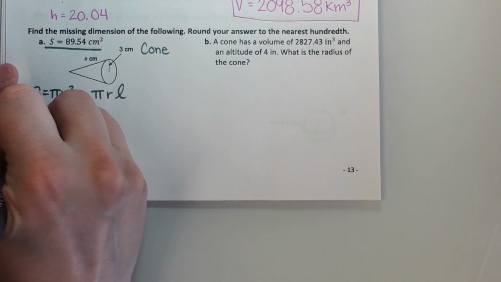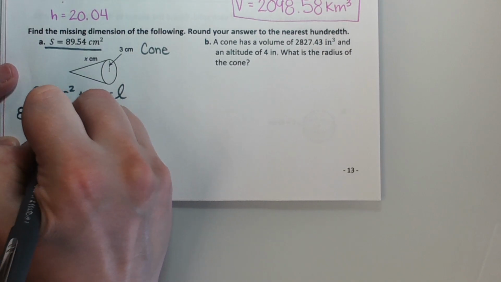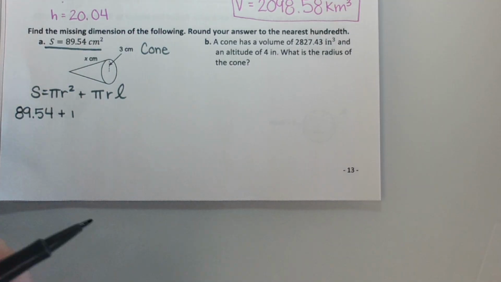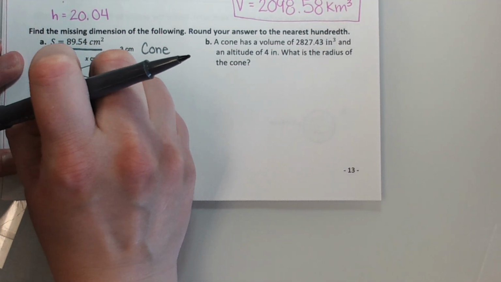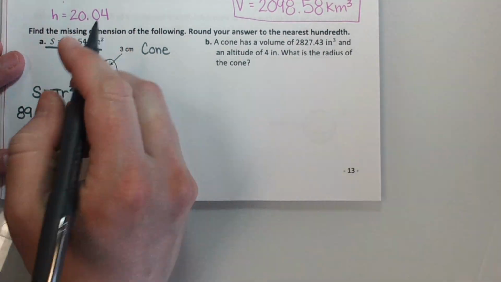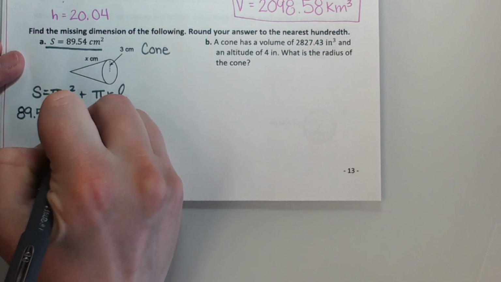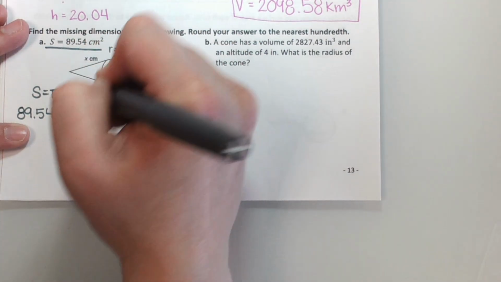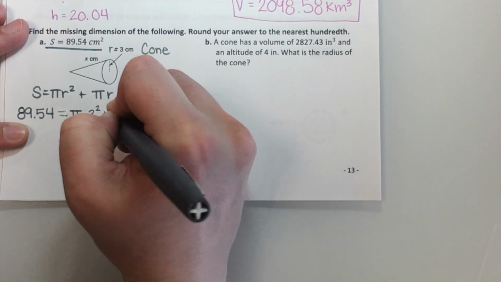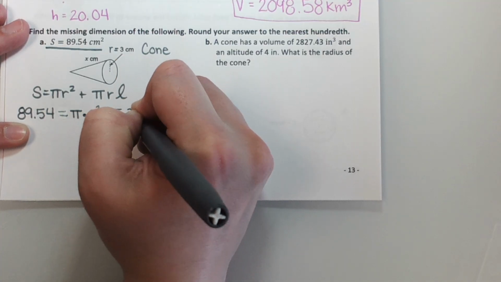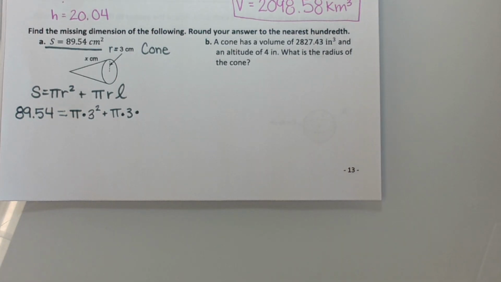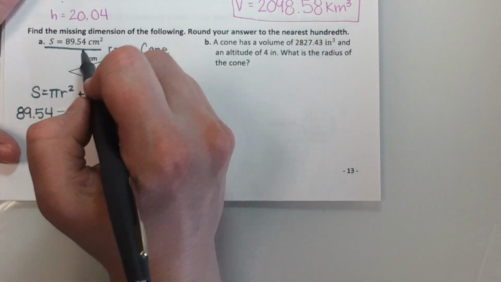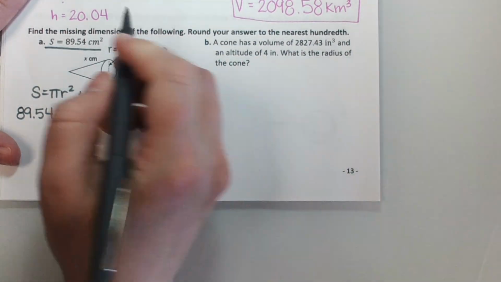S was 89.54 equals, what am I doing? Benson, get it together. Equals pi times. Do we know the radius? 3. Yeah. 3 squared plus pi times 3 times x. This is our slant height. It's going along the side of the shape.